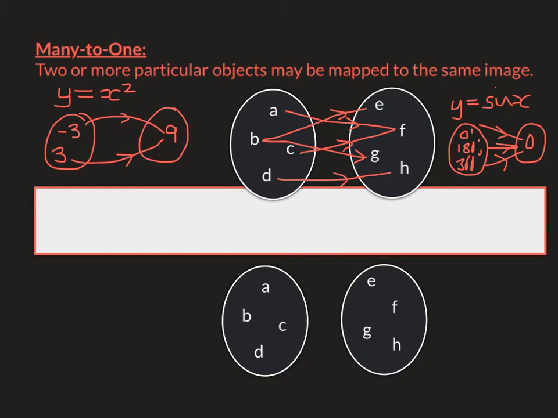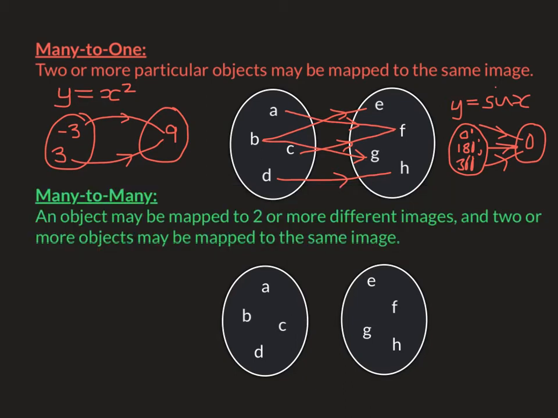The last one, you can probably guess what it's going to be. It's many to many. So an object may be mapped to 2 or more different images, and 2 or more objects may be mapped to the same image. Ugh, so wordy, but it's easier to see it visually. So A might go to E and to G. B might go to F. C might go to G. H might go to E as well. And D might go to H. And obviously the diagram gets a bit complicated.